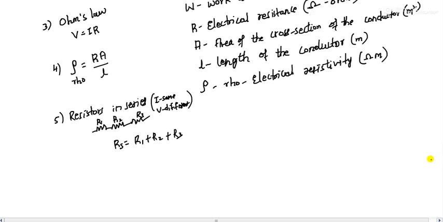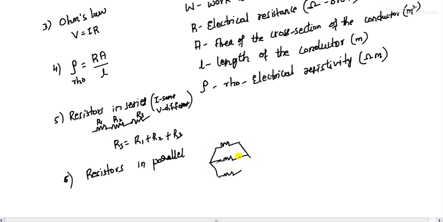Next is number 6, and this time it is resistors in parallel. So if they are connected like this, and this is R1, this is R2 and this is R3, then you have 1 by Rp, that is resistance in parallel, equal to 1 by R1 plus 1 by R2 plus 1 by R3.